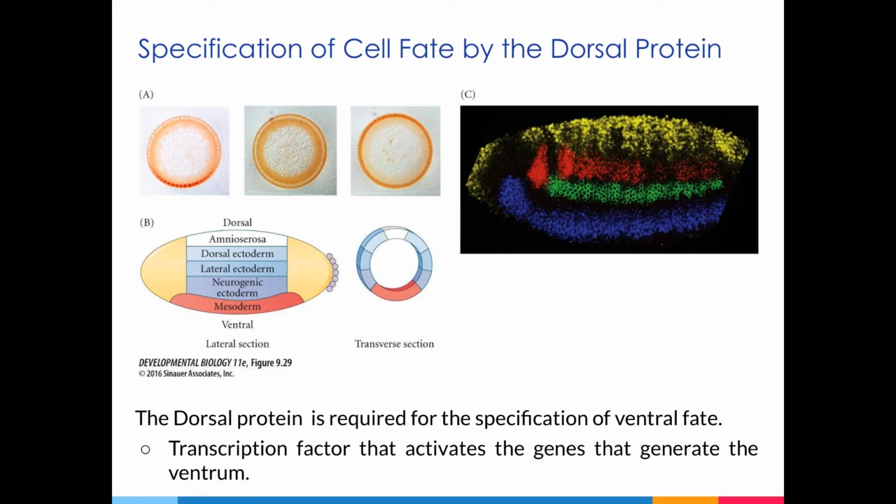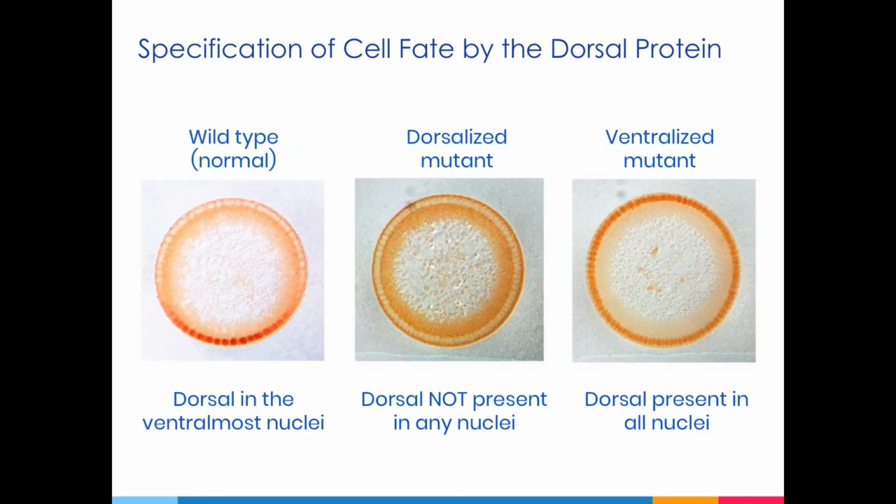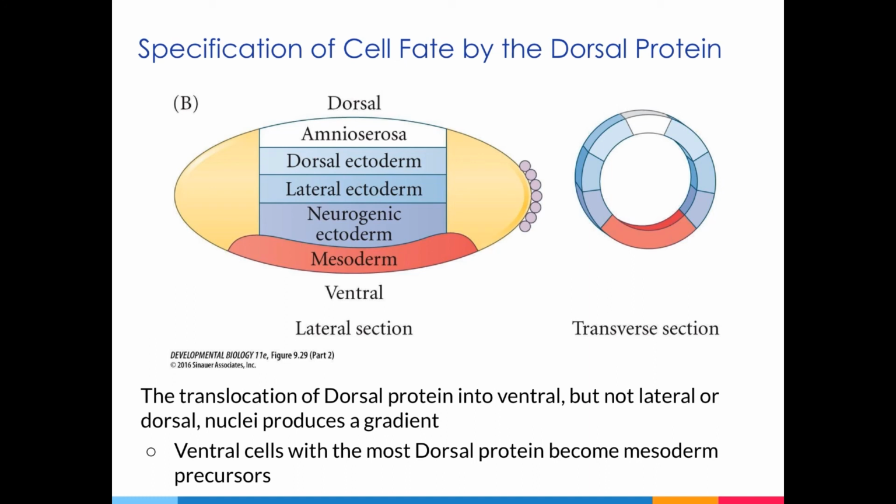In these ventral nuclei, dorsal initiates the transcription of genes that are going to be needed to specify the ventral fate. So in the wild-type embryo, dorsal will enter the ventral-most nuclei. If dorsal is deleted, the ventral structures fail to form and the embryo becomes dorsalized. On the other hand, if dorsal is allowed to enter every nucleus, then dorsal structures do not form and the embryo becomes ventralized instead.